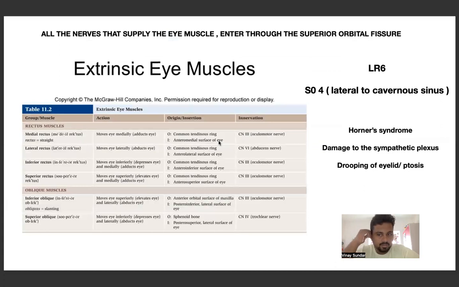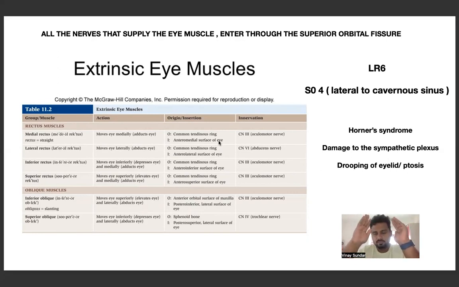This is a mnemonic, or rather a way to understand the extrinsic eye muscles, like how your eyeballs move. Now there are 2 groups of muscles here. One is the recti group of muscles, the other is the oblique muscles. Recti means 4 groups of muscles: medial, lateral, inferior, superior. 4 directions. Oblique: superior and inferior.